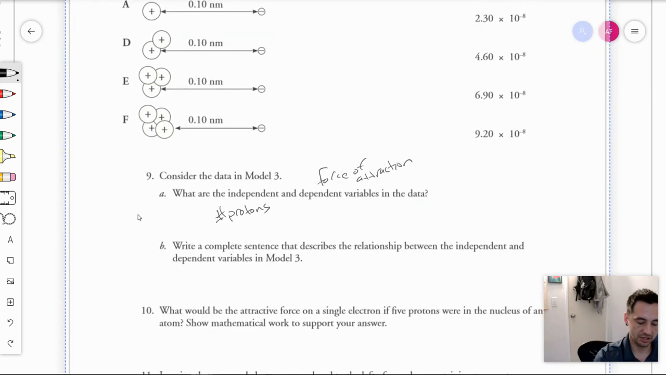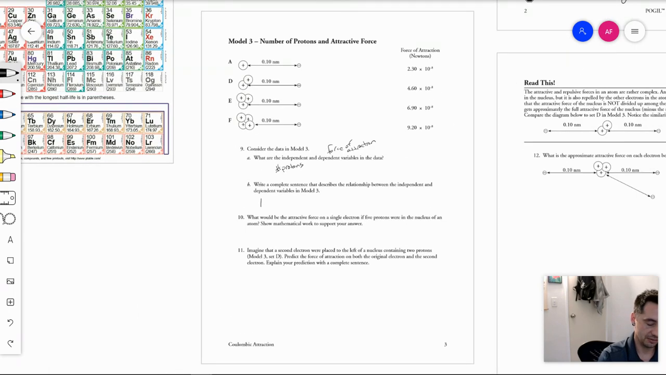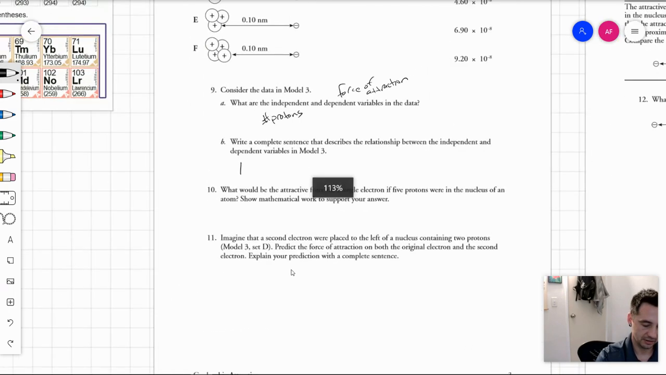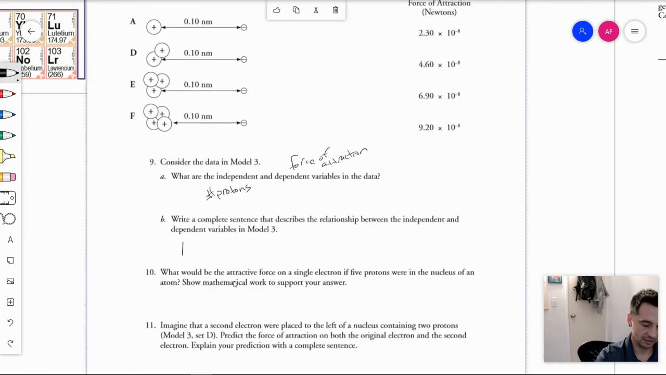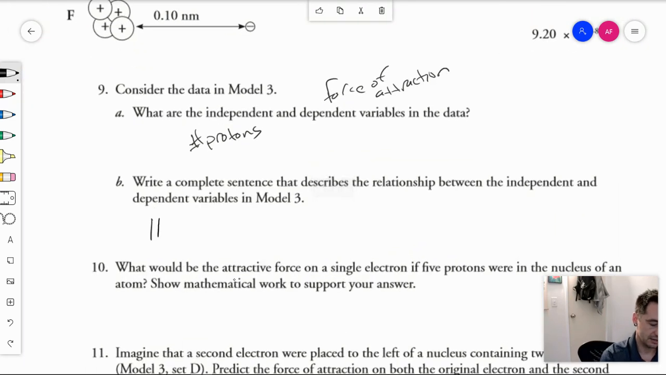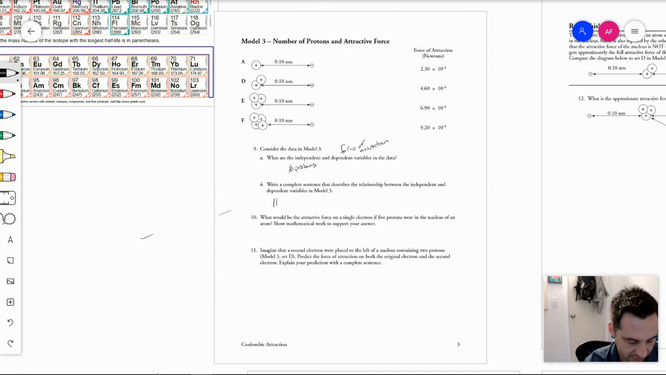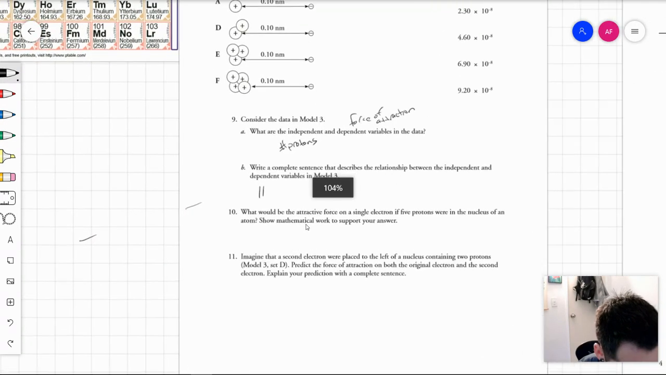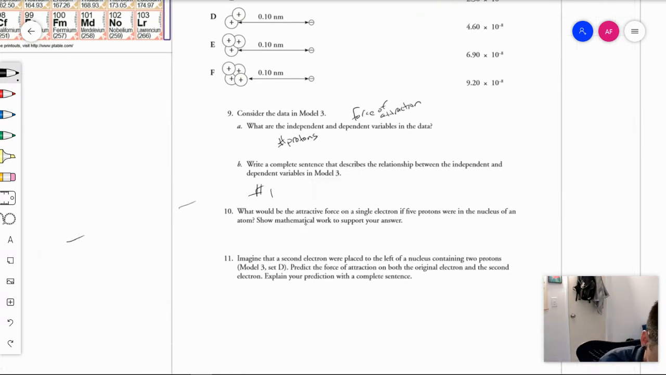Well, the relationship is as the number of protons increases, the force increases. Protons go up, force increases.